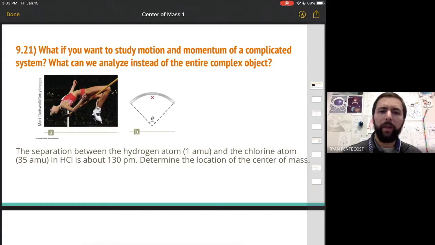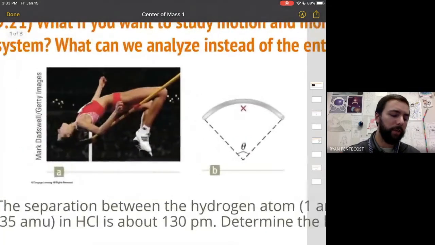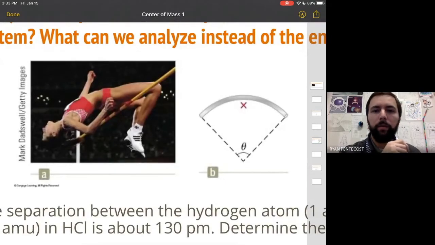So we don't want to have to calculate for each particle in an object. We're going to need a shortcut. So for an example of moving objects and taking advantage of the center of mass, we can talk about high jump.